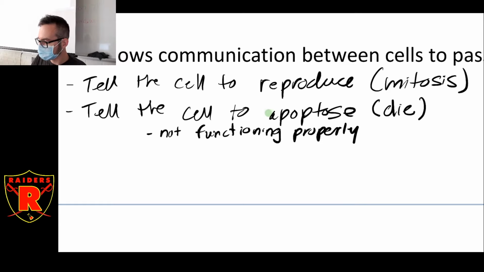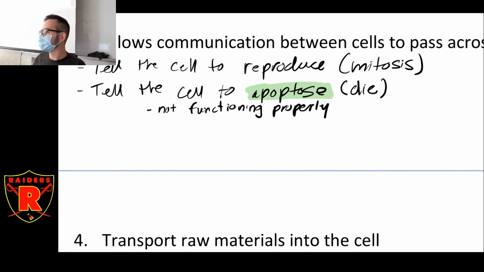There's a new word for your list right there, apoptose or apoptosis. That's when you tell a cell it's time to die. So if cells are not functioning properly, you want to tell them to die. If one of your white blood cells notices that a cell is making virus particles, maybe you want to tell the cell, better pack it in. You're about to explode with virus particles. We need you to shut your cell down. So your immune system can do that too, if it notices a cell is making a bunch of virus particles.